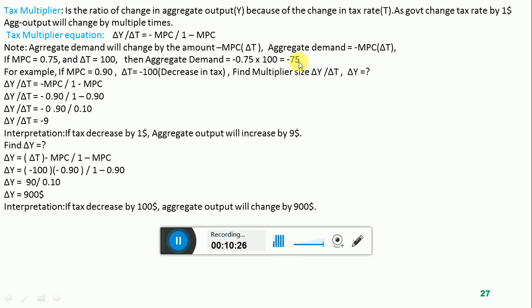To minus 75, and the negative sign means aggregate demand will decrease because there is a negative relationship between tax and aggregate demand. If the tax rate increases, demand will decrease. If the tax rate decreases, aggregate demand will increase.